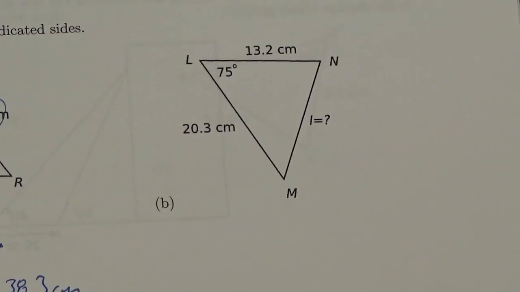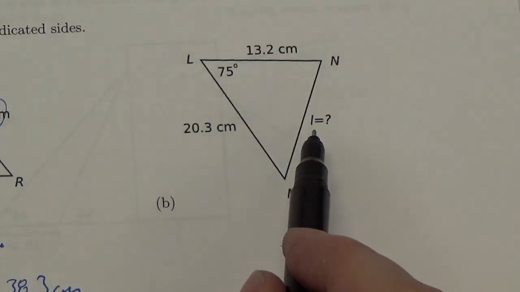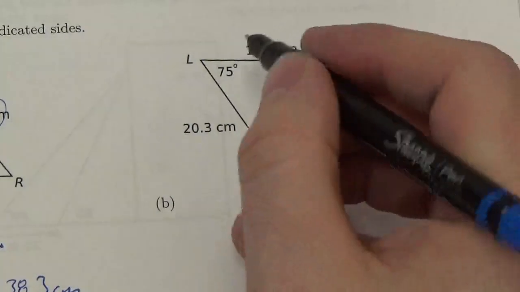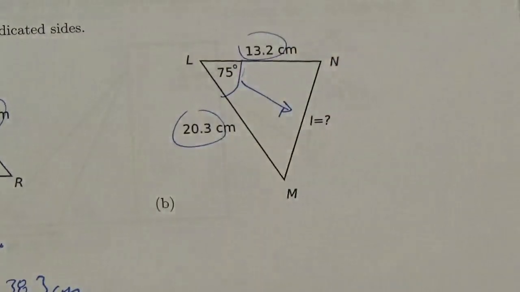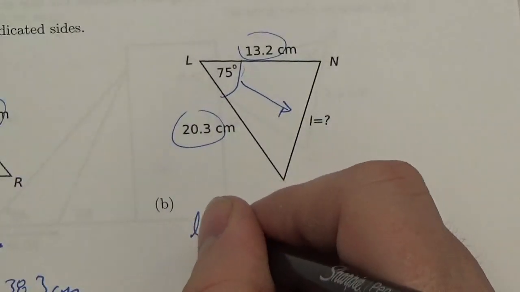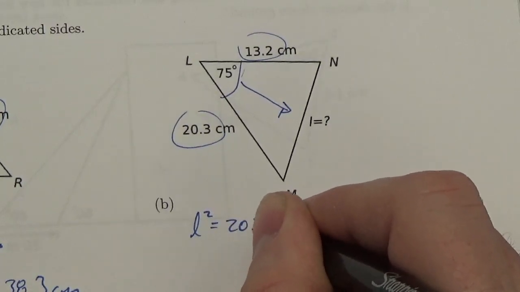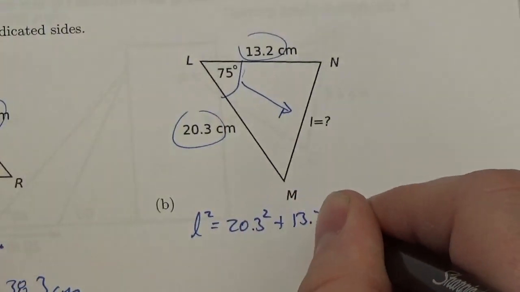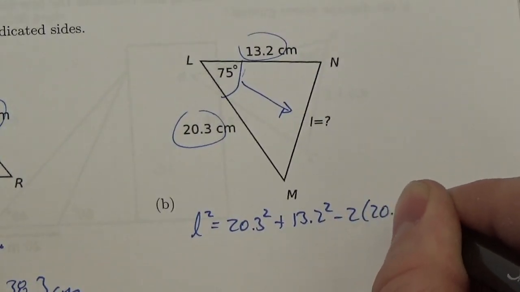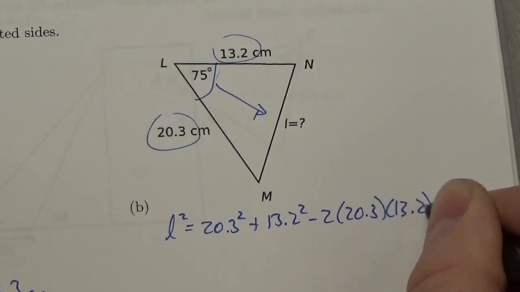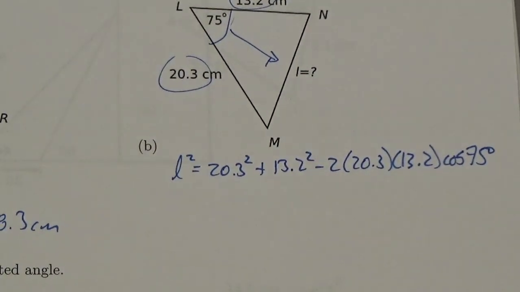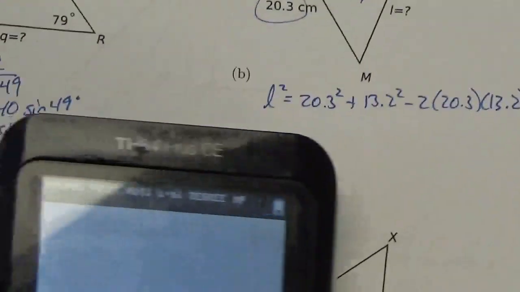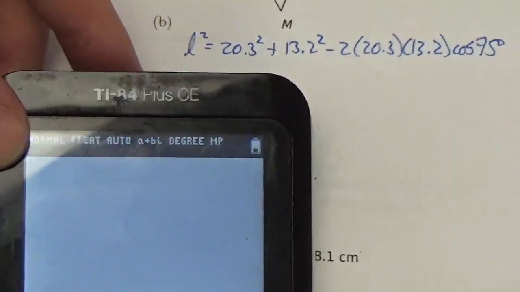Now let's take a look at this one. Here, I'm looking for side L, but notice this, I do have the angle opposite it, and I've got the 2 sides that surround that angle. So this is clearly going to be a cosine law problem. So L squared is going to equal 20.3 squared plus 13.2 squared minus 2 times 20.3 times 13.2 times the cosine of the angle in between, 75. All right, so now I just enter that all into my calculator here. Make sure that we can see all of that. Here we go.